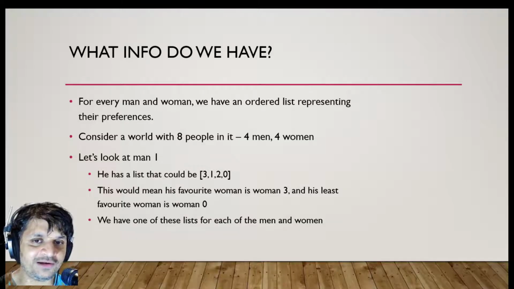Man 1 would then have a list that is ordered by his preferences. So let's say he has a list that looks like this: 3, 1, 2, 0. That means his favorite woman is woman 3. Second favorite is woman 1. Third favorite is woman 2. And least favorite is woman 0. Right? So he's got a list of which women he likes the most and the least. And we have one of these for every man and woman. Right? So every woman will do the same for the men in this world.